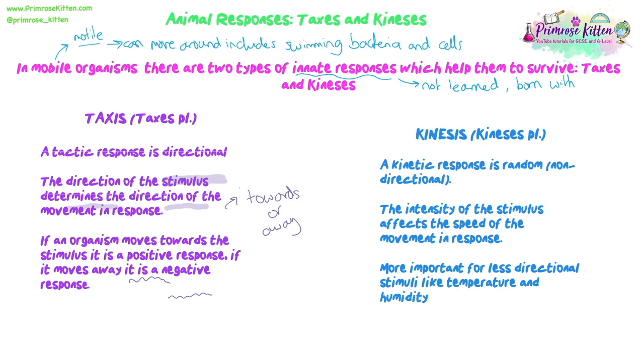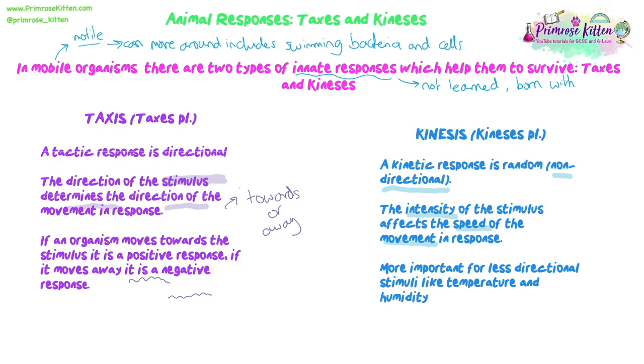Kinesis, or kineses, plural, is slightly different. They are somewhat more random and they are non-directional. And this will make a bit more sense when we go into some examples, but they do not rely on the direction of a stimulus coming from one place. It's about the intensity of the stimulus and how it affects the speed of the movement in response.